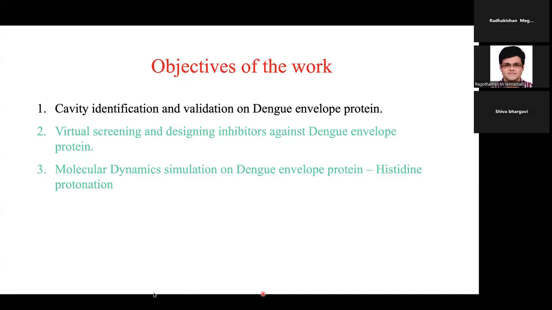So the second step was, once we have validated the cavities with the envelope protein, we had to perform a virtual screening and design inhibitors against this particular protein. And then, to understand the mechanism of this envelope protein and the role it plays in the viral fusion, we also did molecular dynamic simulation. So those are the objectives.